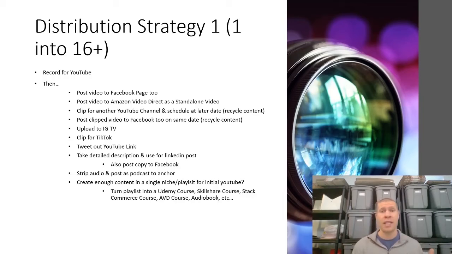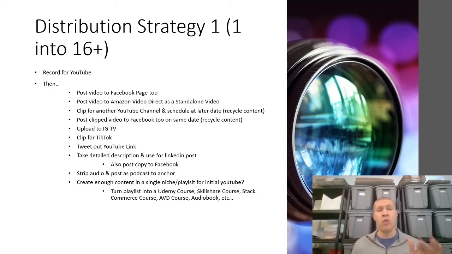So now we're at 15, I believe, and then 16 would be an audiobook. So you literally just take all that stripped, put it in sequence, and upload it to Amazon, or upload it to Audible, and sell it as an audiobook. So that's distribution strategy 1. Super easy way to turn one piece of content into 16.